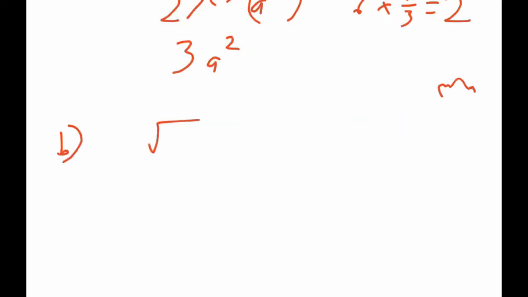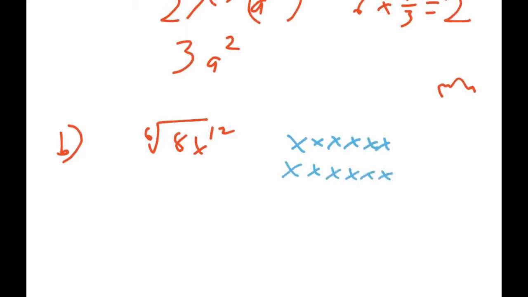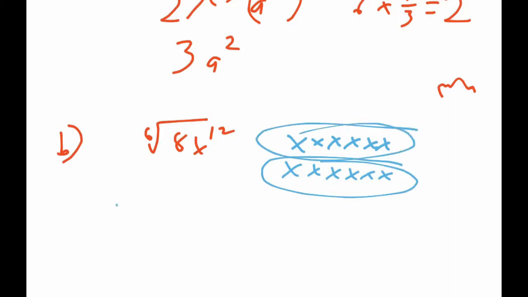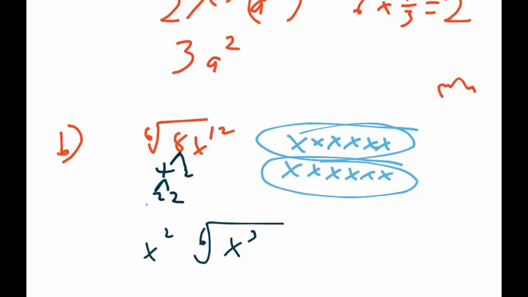For part B, we have the 6th root of 8x to the 12th. Now this part, the easy part, is the x's, because what we have here is two groups of 6, which means we have x squared on the outside. Now when breaking down 8, we have 4 times 2 and 2 times 2, which means on the inside we have 2 to the 3rd.